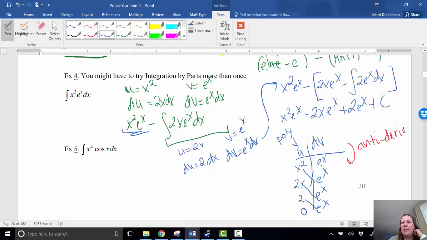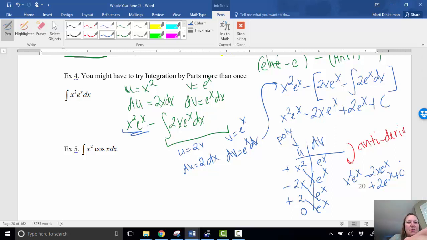And then notice, because of the way this minus sign works in the integral, we go plus minus plus. So from this table, what I would say my answer is x squared e to the x minus 2x e to the x plus 2 e to the x plus c. Way less work than this, but again, this table only works some of the time.